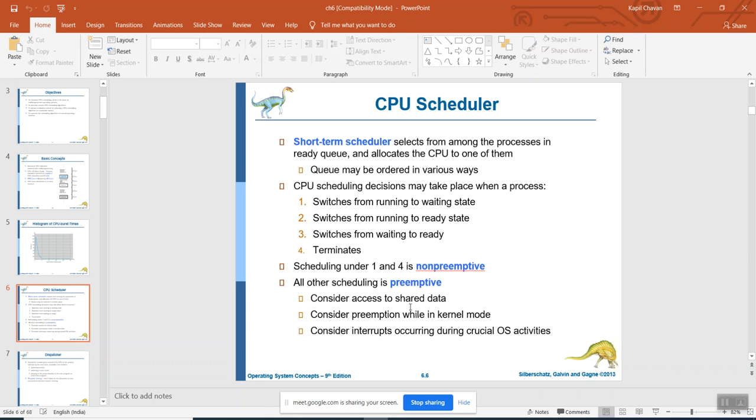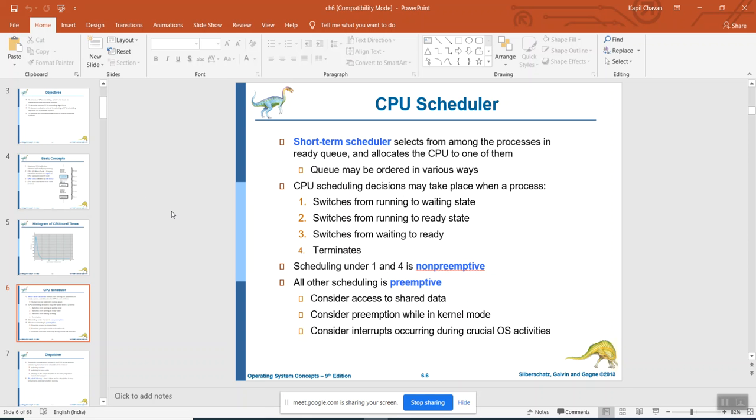Then why do we go for preemptive processes? Consider access to shared data, preemption while in kernel mode, and interrupts occurring during crucial OS activities. Because of OS activities, the process is going to be preempted. So these are the two different types of processes: non-preemptive and preemptive.